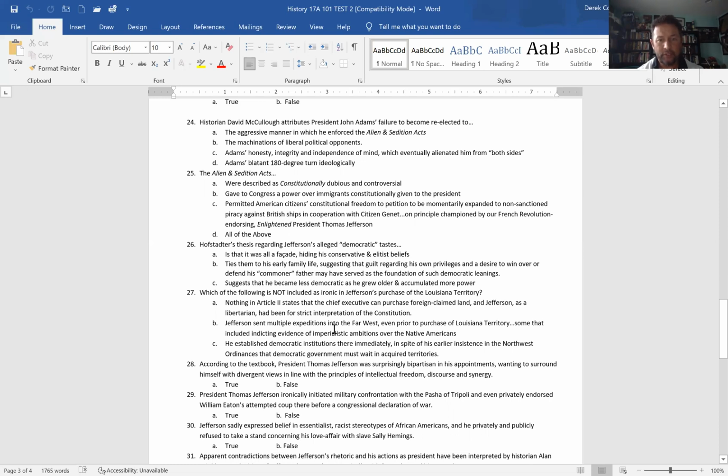Jefferson sent multiple expeditions into the far west, even prior to purchase of Louisiana Territory, some that included indicting evidence of imperialistic ambitions over the Native Americans. That is mentioned as well, and I mentioned that in the Zoom meeting.